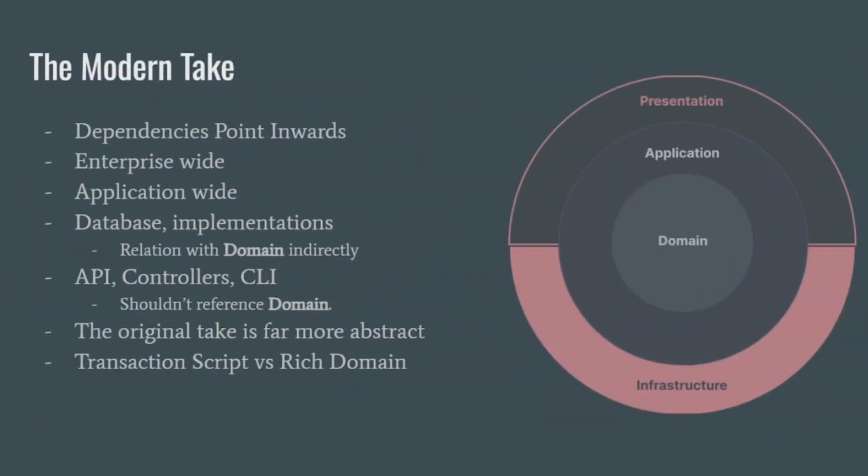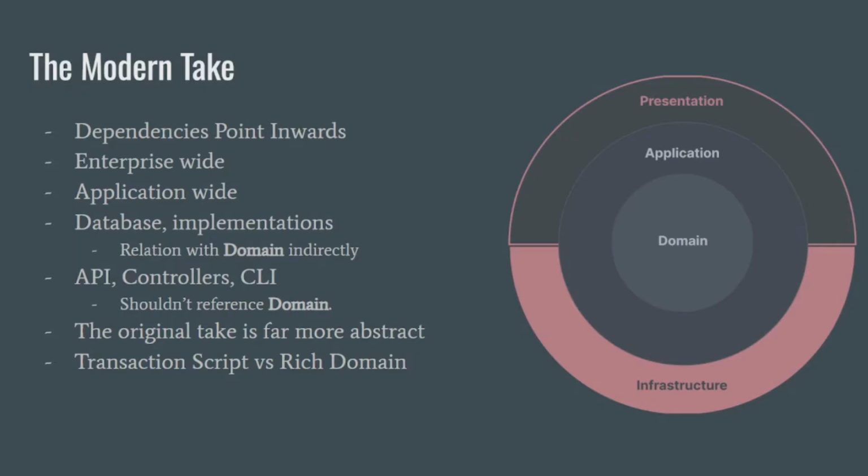The modern take. Well, the modern take is very simple. Dependencies point inwards, so the presentation layer is allowed to talk to the application layer, but the application layer is not allowed to talk to the presentation layer, because the presentation layer is unknown to the application layer, because it's outside, and the application layer is inside the circle.